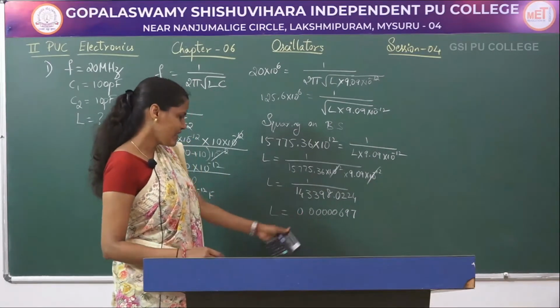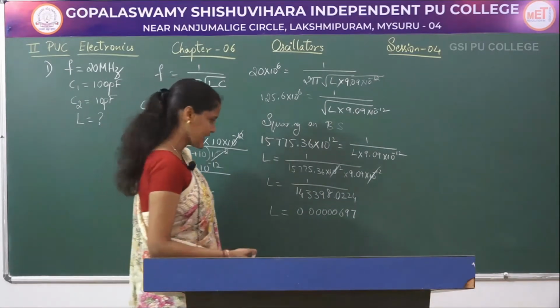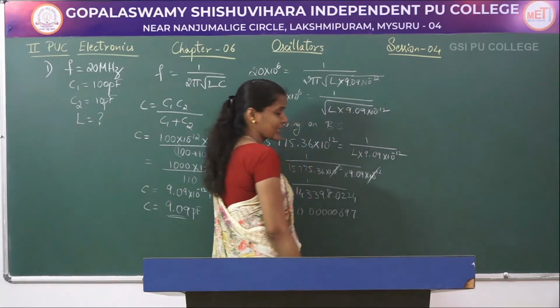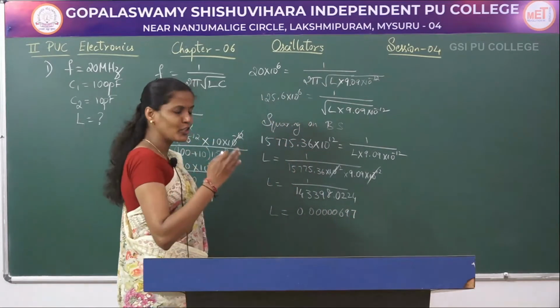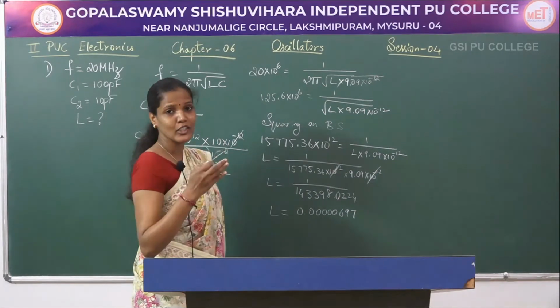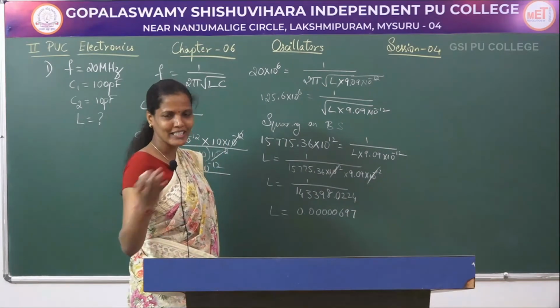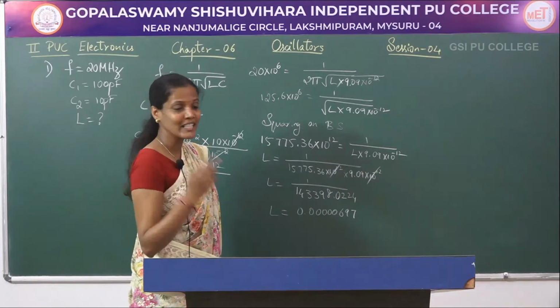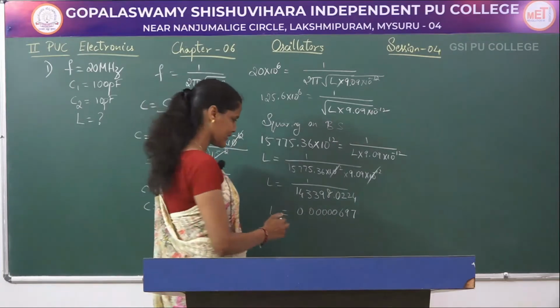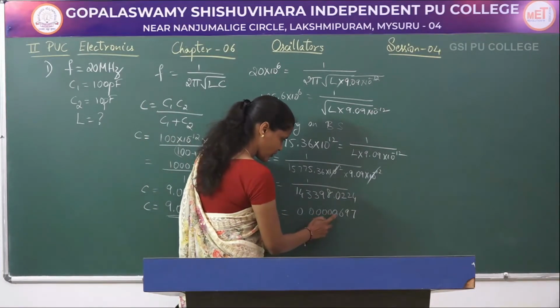So let us convert this into 10 to the power of minus 6. Here I am not having anything, into 10 to the power of 0 there. So if I want to convert the 10 to the power of 0 to 10 to the power of minus 6, I have to shift the point towards the right up to 6 places. So 1, 2, 3, 4, 5, 6.